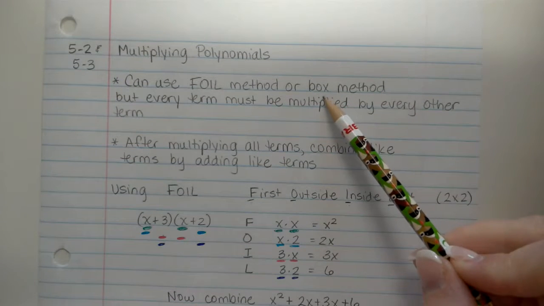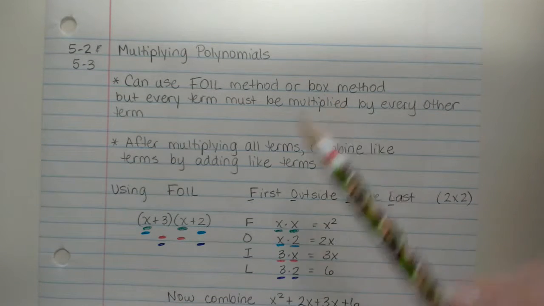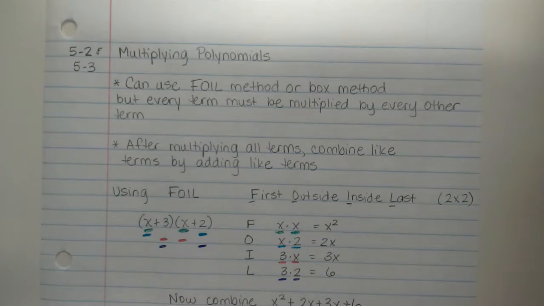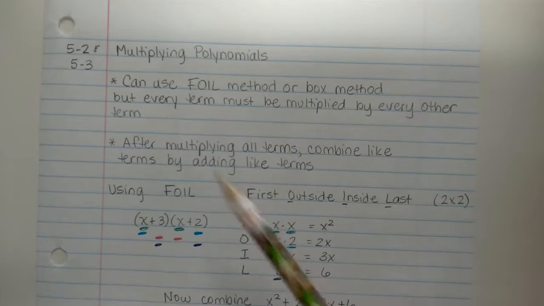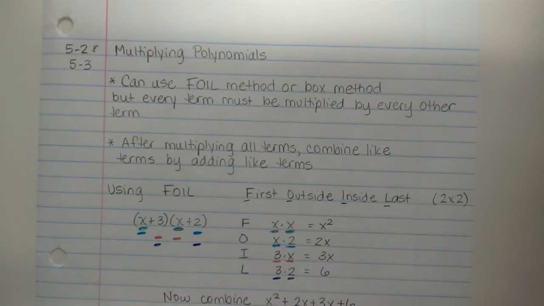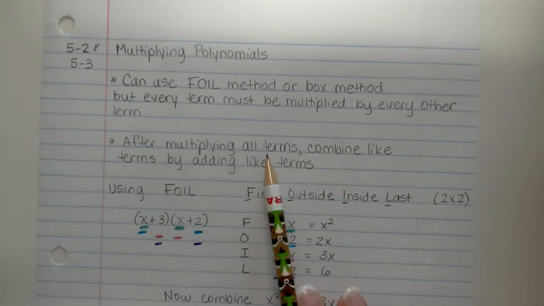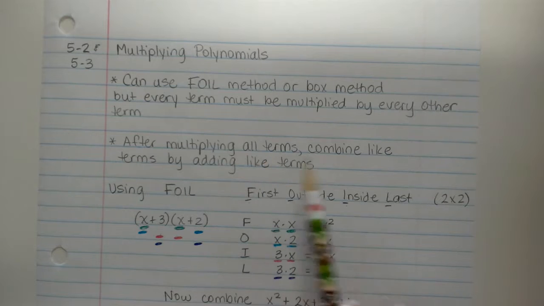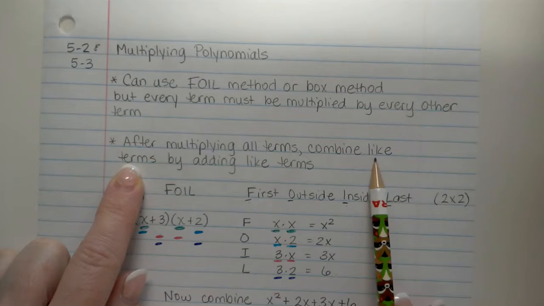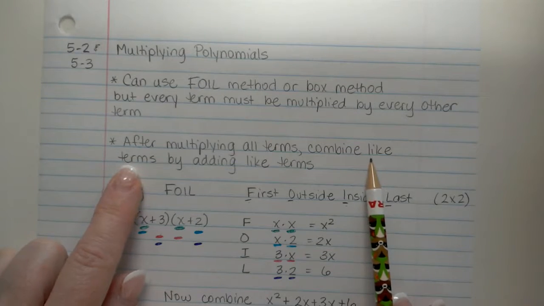There's also a box method, which is more useful when you have a set of 2 or 3 terms multiplied by a set of 2 or 3 terms in the polynomial, okay? The main thing to remember is that each term has to be multiplied by every term on the other side. When you multiply all the terms together, you're going to combine your like terms. In other words, these are the ones that have the same variable with the same exponent. You just add or subtract the coefficients, whatever is necessary.